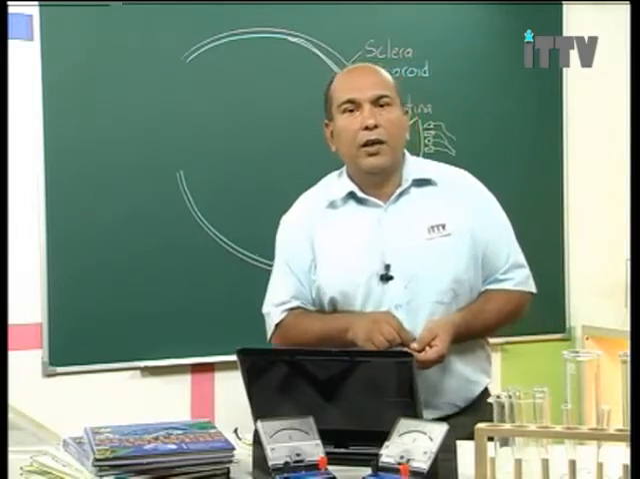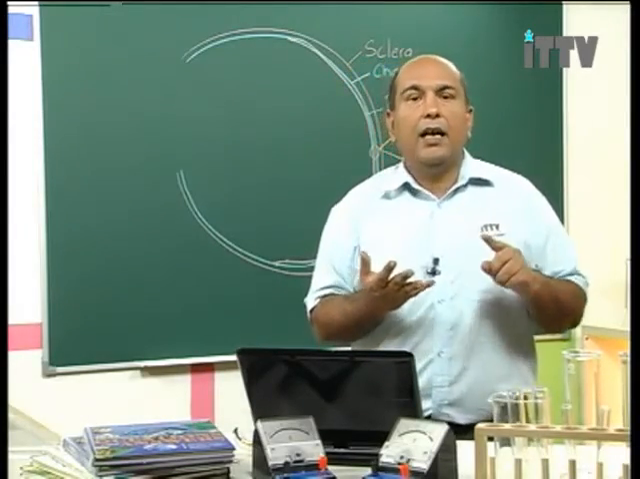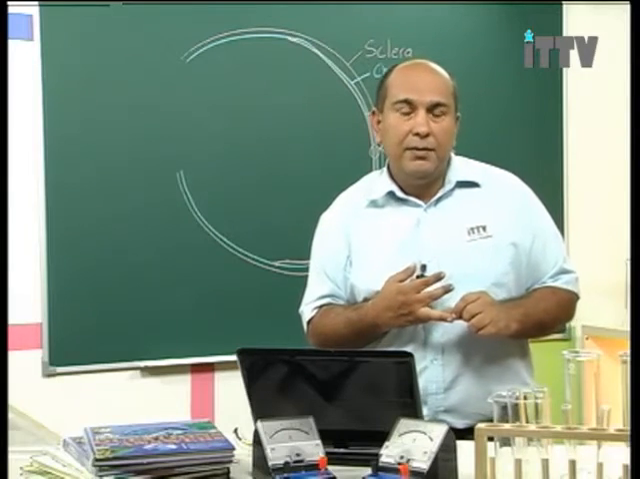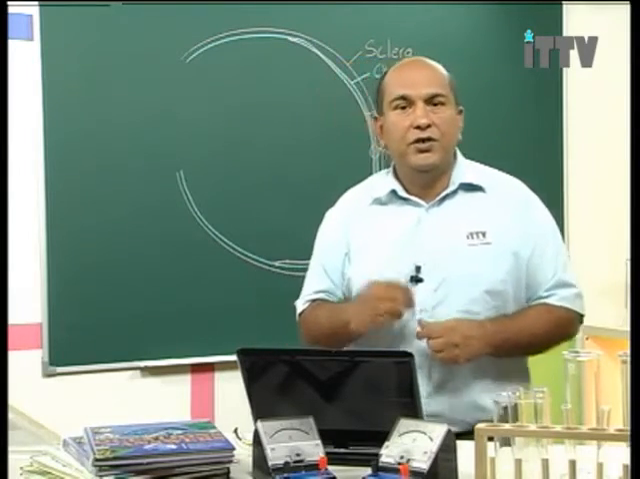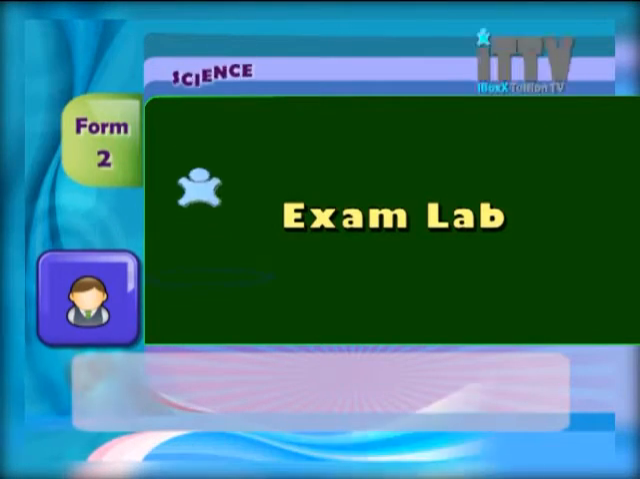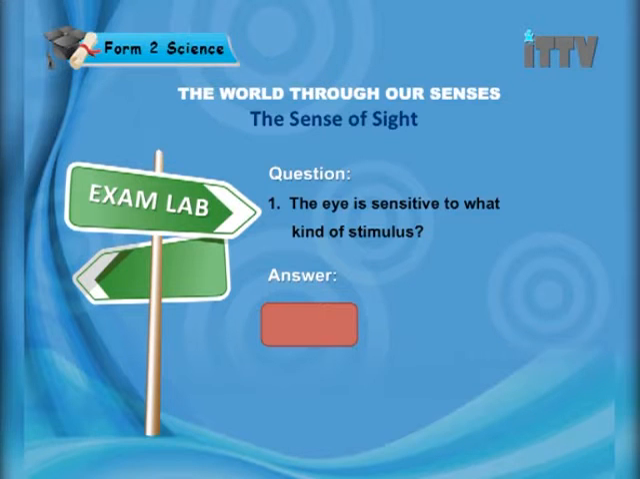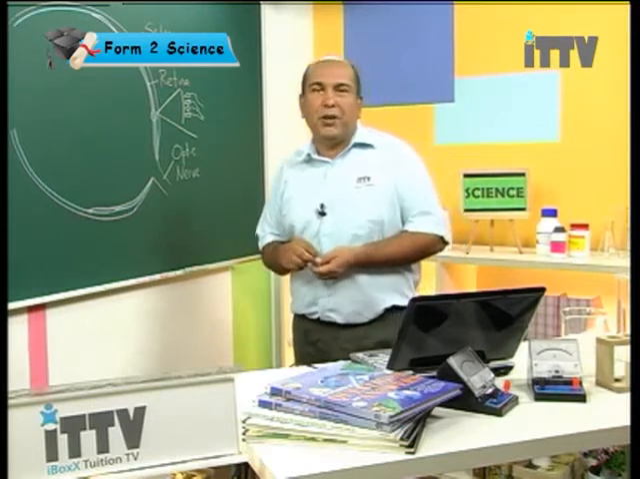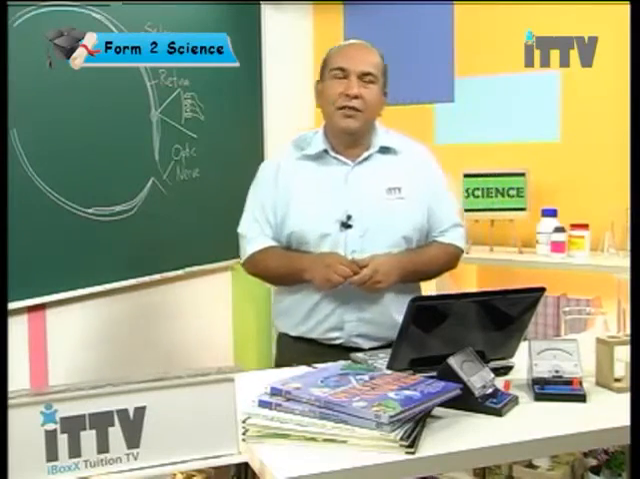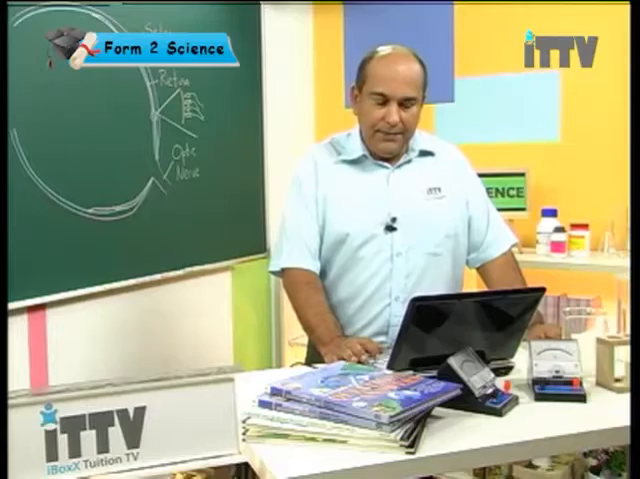Now that we've had a look at the main structure of the eye, which is the 3 layers and the photoreceptors in the retina, let's try 1 or 2 questions to test our understanding so far. The eye is sensitive to what kind of stimulus? Remember, I asked you to close your eyes. Something couldn't enter into your eyes. What was that? Let's have a look at the answer.